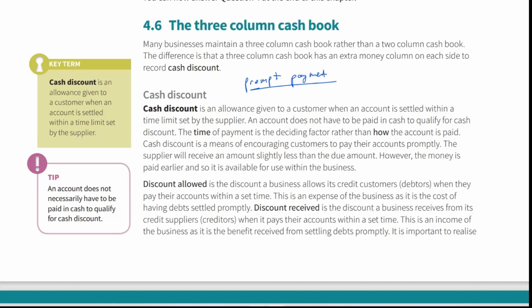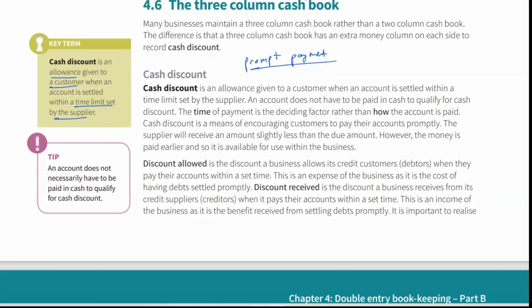Okay. I'll repeat that. It is an allowance given to a customer, basically a discount given to a customer when an account is settled within a time limit set by the supplier. So the supplier says 14 days and you will get a discount. Pay within 14 days, you get a discount. That's the time limit. The supplier will set that. You get it? Oh, okay. It's basically a payment discount. If you pay early enough, you'll get a discount. So, you understand it now?